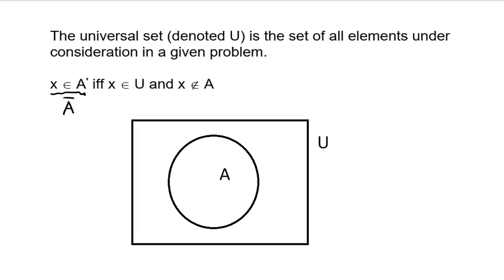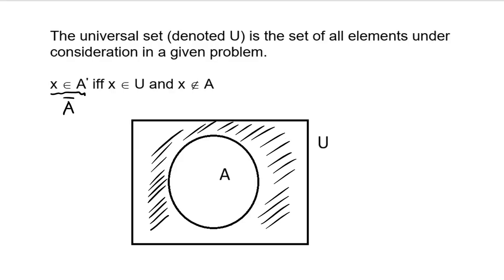So in this case, visually, that would be everything that falls in the universal set, but falls outside of set A. So this shaded region here is the set A complement. In this case, if we go back to the story of integers, if A is a set of even integers, then the A complement would be the set of odd integers.